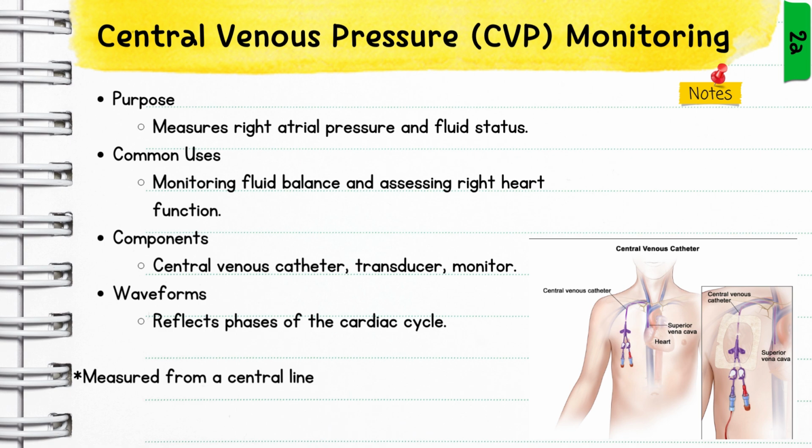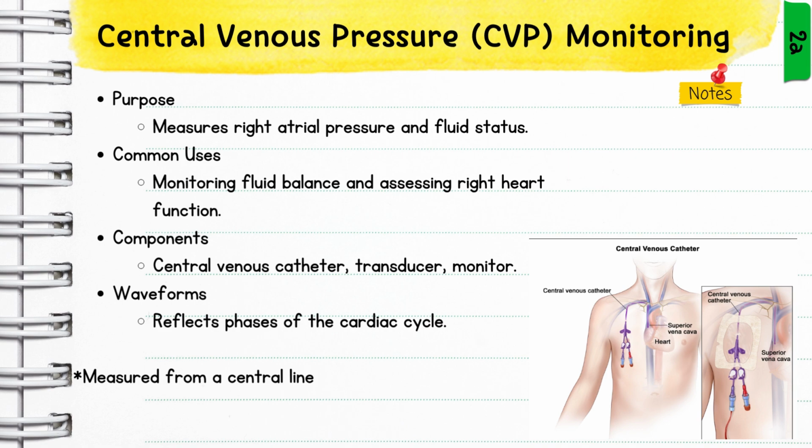This type of monitoring is super important for assessing the patient's fluid balance, right? And right heart function. The system includes a central venous catheter placed in a large vein, venous vein, not artery, right? A transducer, and a monitor that displays the CVP waveform. These waveforms correspond to the phase of the cardiac cycle and provide valuable information about how well the right heart is functioning, as well as the volume status of the patient.